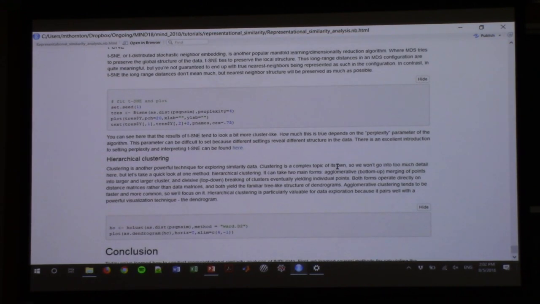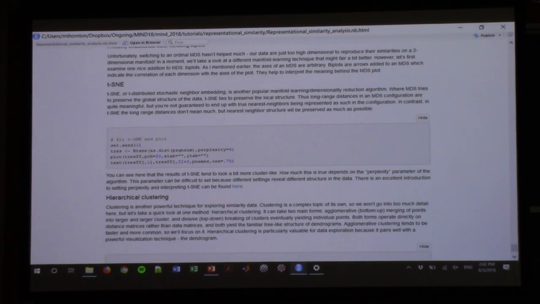Oh, that's not printed out. In that case, I'll have to.